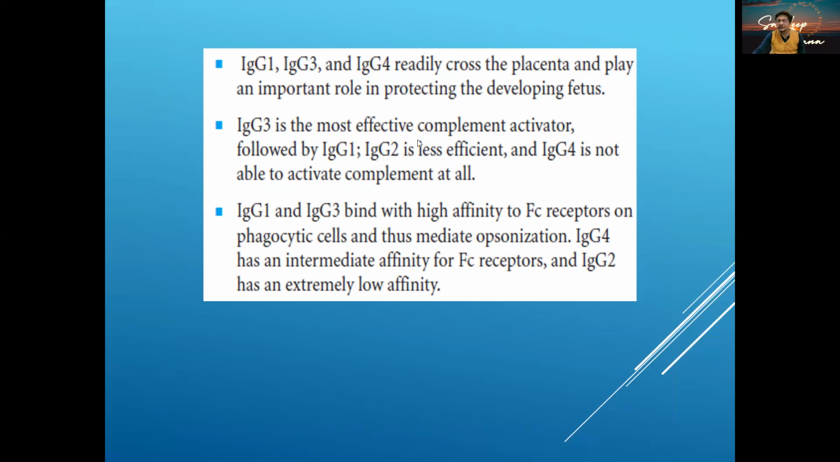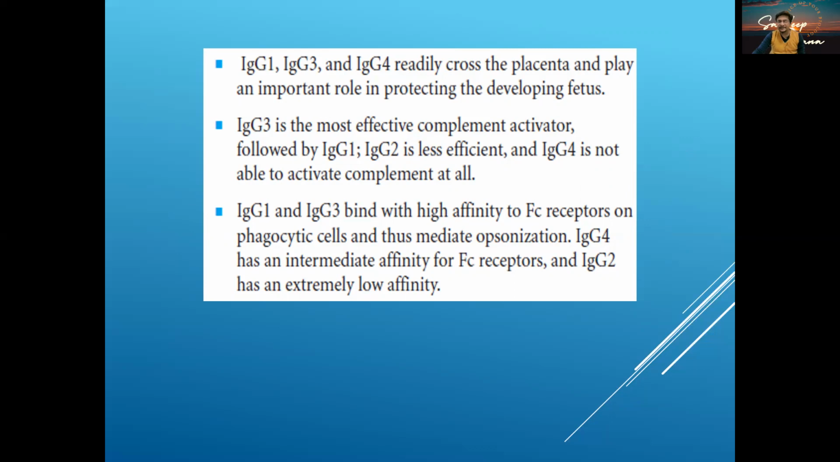IgG3 is the most effective complement activator, followed by IgG1, IgG2 which is less efficient, and IgG4 is not able to activate the complement at all. The basic reason is that the one which is able to form a dimer, and the distance between the 2 monomers, is what matters, and that is how it activates the complement. The one which cannot fit into that will not activate the complement.